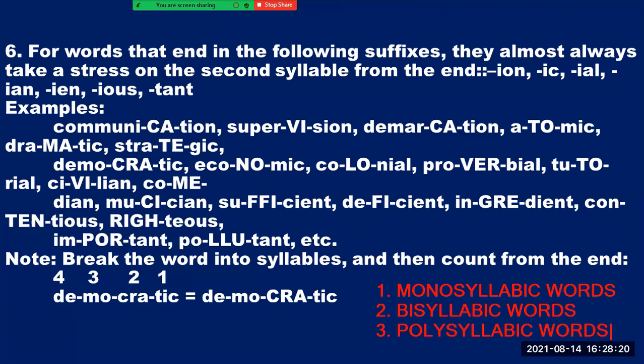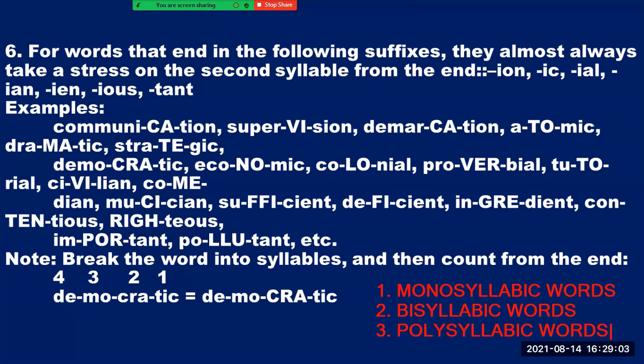Then bisyllabic words are words of 2 syllables, and the rules we explained, rule number 1 and rule number 2, apply to bisyllabic words. Stress in bisyllabic words is determined in most cases by part of speech. That's why we say if a 2-syllable word is used as a noun and also as a verb, stress the first syllable if it is a noun, and stress the second syllable if it is a verb.